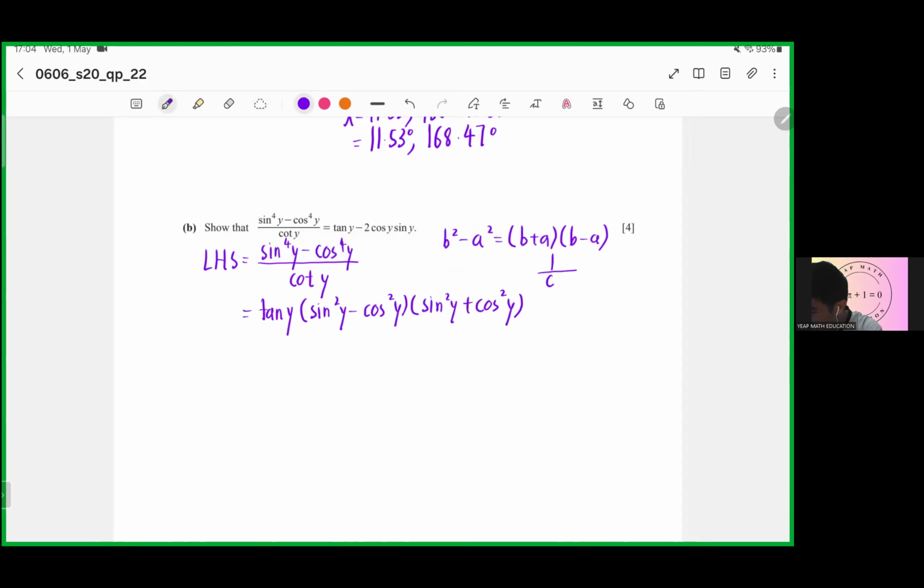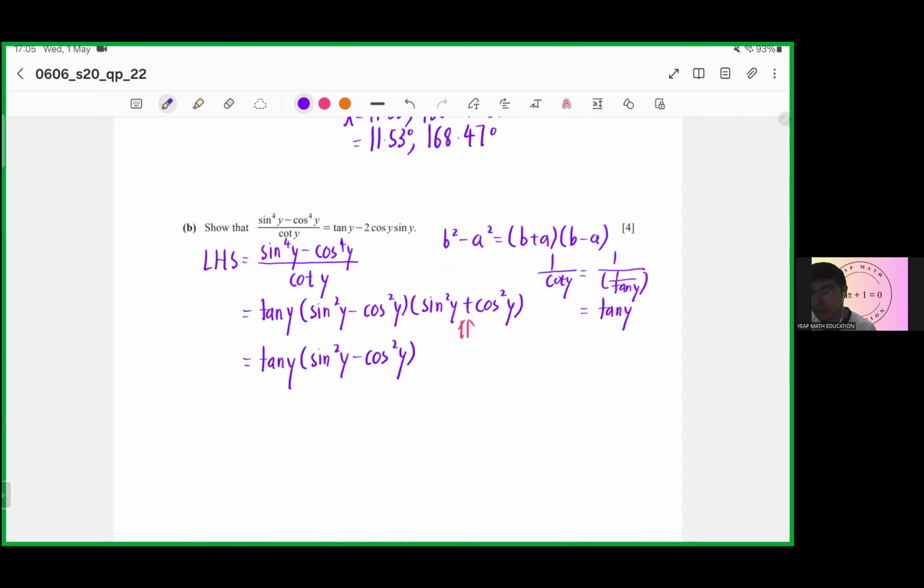Because 1 over cot means 1 over 1 over tangent, so it goes to tangent. Now for this part, it equals 1. You need to recall that sine squared plus cos squared equals 1. So you will get tangent times (sine squared minus cos squared).